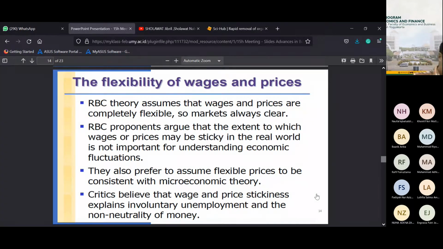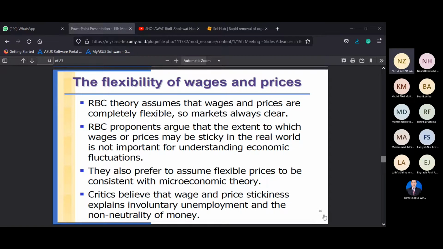Okay, sir. So the flexibility of wages and prices. First, RBC theory assumes that wages and prices are completely flexible, so markets always clear. And second, RBC proponents argue that the extent to which wages or prices may be sticky in the real world is not important for understanding economic fluctuation. Third, they also prefer to assume flexible prices to be consistent with macroeconomic theory. And the last, critics believe that wages and price stickiness explains involuntary unemployment and the non-neutrality of money.